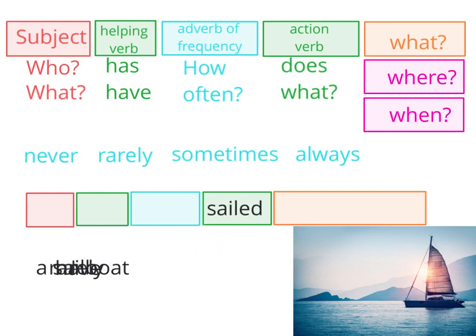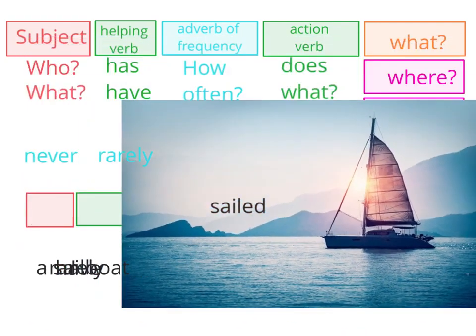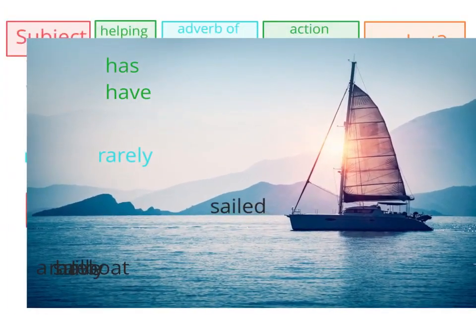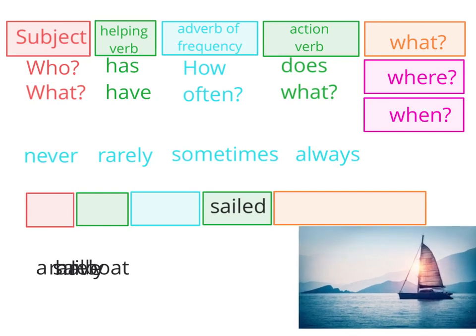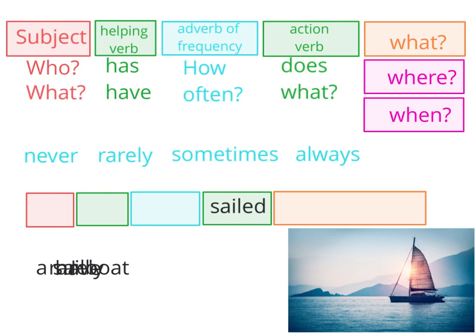Let's see, I don't know what order all of these words are in, but this looks like the action is going to be sailing, and that makes sense because look at my picture. This is a beautiful sailboat. I would love to be on that sailboat. Have you ever gone sailing? Well, let's see how often the person in this sentence has gone sailing. So our action verb is sailed. You can see the ed on the end of it.